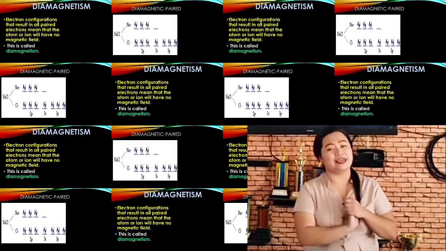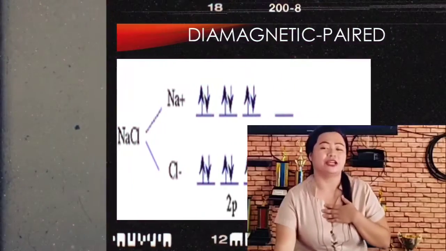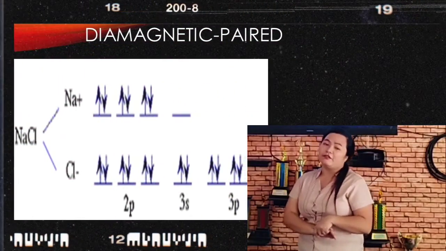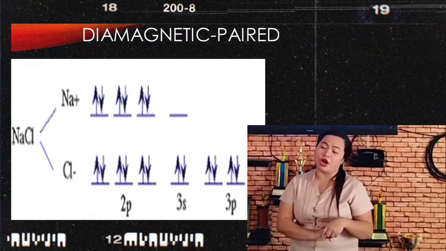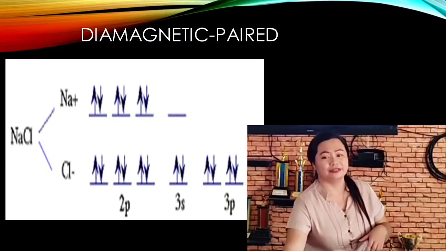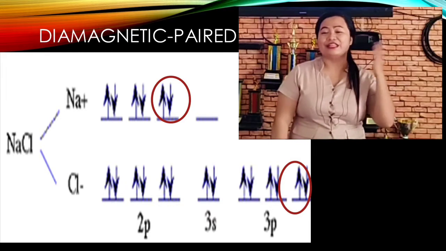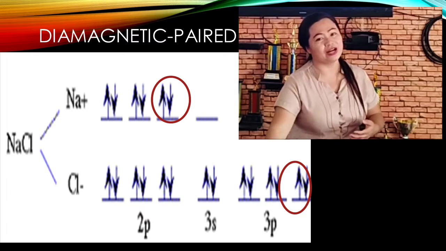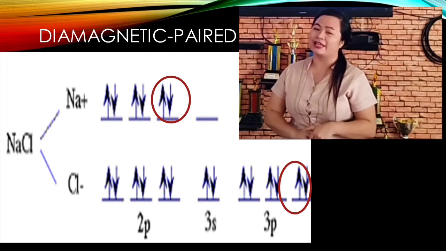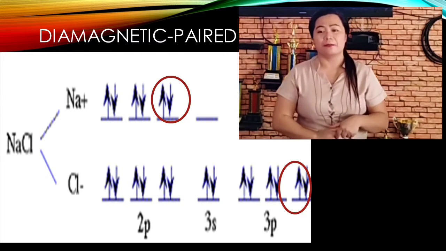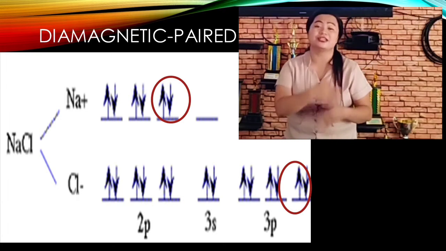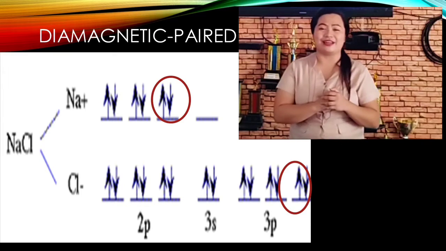Let us now take a look at our example. As you can see here in our example, we have the sodium chloride or our salt. If you write the electronic configuration of the sodium, see, the last two electrons are paired. How about the chloride ion? Correct. The last two electrons are paired. Therefore, sodium chloride is a diamagnetic substance. Are you good with that?